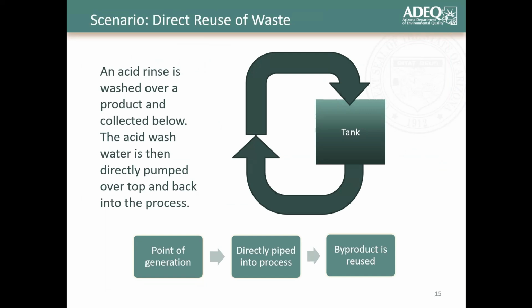In this scenario, an acid rinse is washed over a product and collected in a tank below. The acid wash water is then directly pumped over top and back into the process. The point of generation for the waste stream is in the tank. However, it is pumped back into the original process and directly reused. Let's see if it is excluded from the solid waste or hazardous waste regulations.